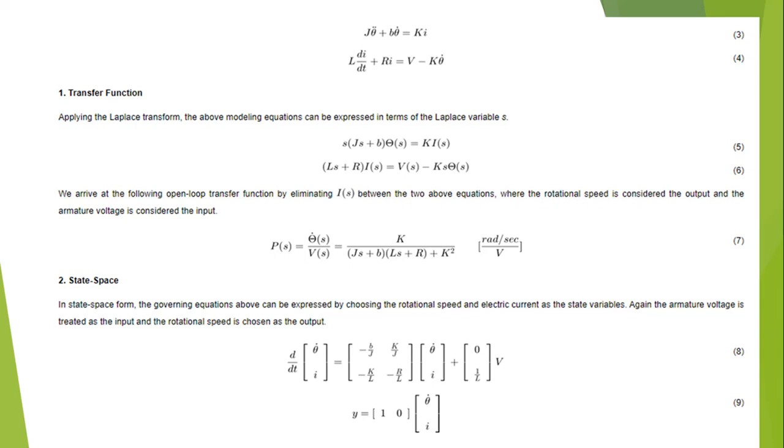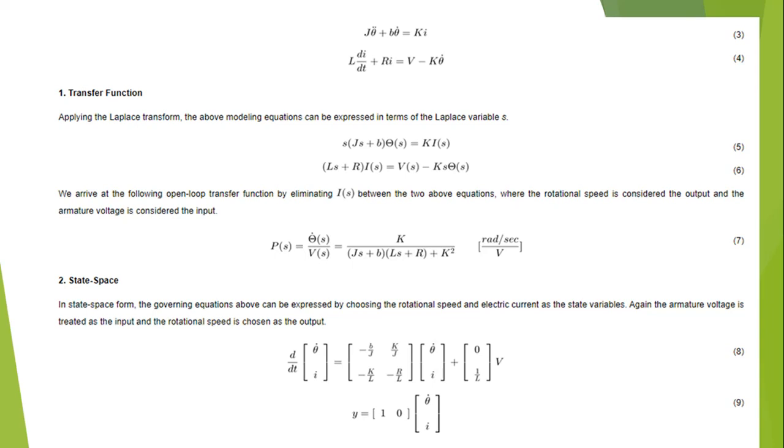Applying Laplace transform to equation 3 and 4, we obtain equation 5 and 6 in terms of the Laplace variable s. By eliminating I of s between the above two equations, we arrive at the following open loop transfer function for our system, where the rotational speed is considered the output and the armature voltage is considered the input.